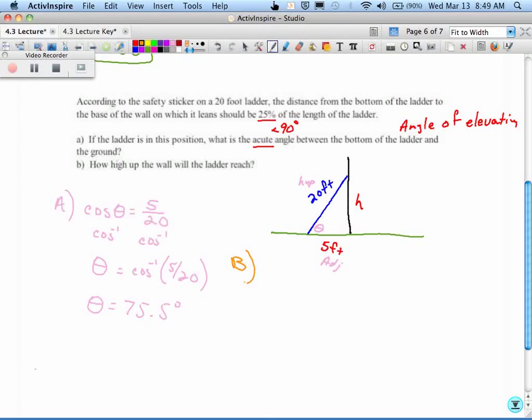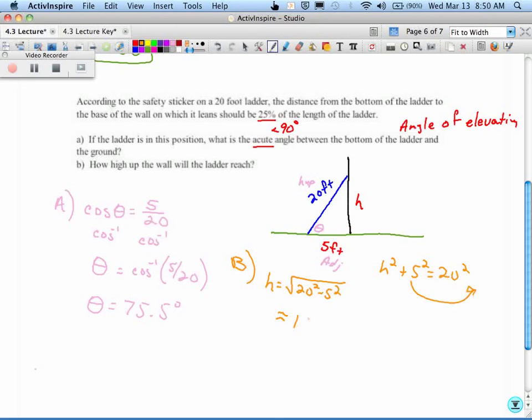H then is the square root of 20 squared minus 5 squared. This is one of the few times in pre-calc that we get an estimation or approximation. What is it? I know the hypotenuse. So if you wrote it out, you would say h squared plus 5 squared equals 20 squared. So when the 5 goes over, yes, we're subtracting. What do you get? 19.3 feet.